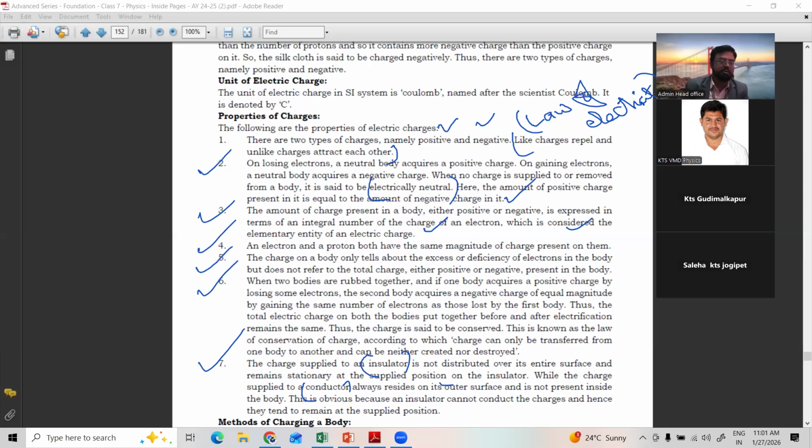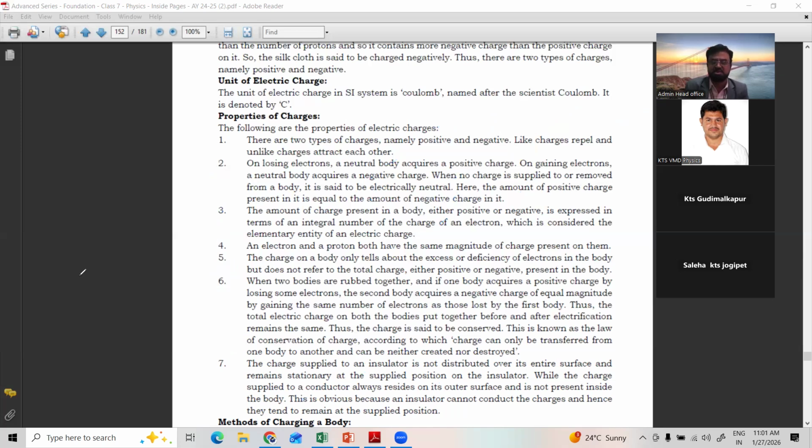Okay, so these 7 points are the properties of charges. First, charges were identified from the rubbing of bodies, that is from friction, which is called frictional electrification or static electricity. Then they identified that there are two types of charges. Then they studied the properties of charges: how you get the positive charge, how you get the negative charge, what the magnitude of positive and negative is, what happens when charge is given to an insulator, or to conductors. Everything is explained in the 7 points.